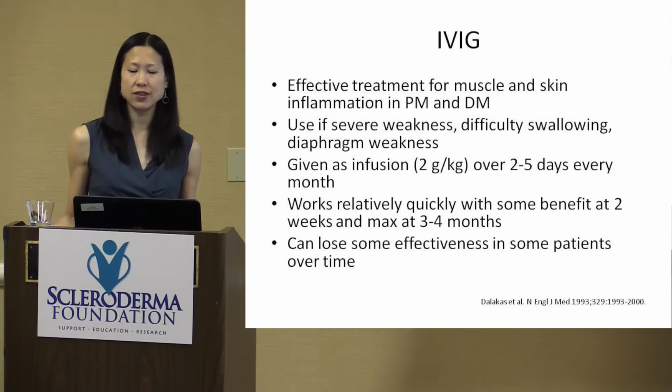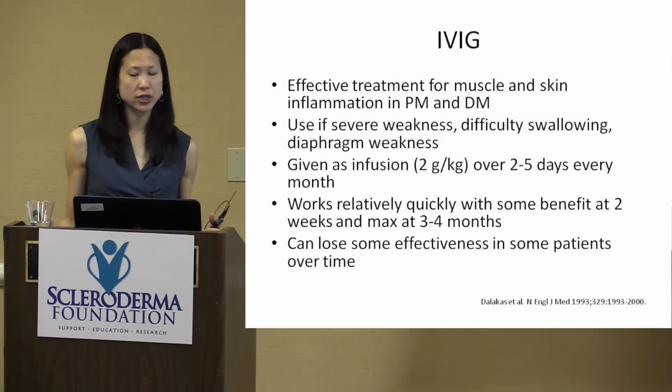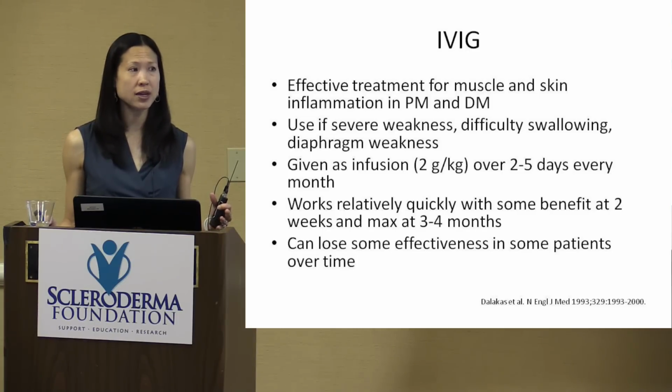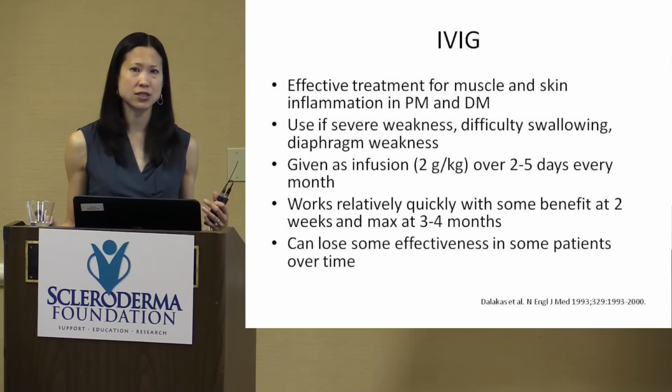So IVIG is given as an infusion. It's given at a dose of 2 grams per kilogram divided over 2 to 5 days, and it's given every 4 weeks or once a month. It works pretty quickly, and within 2 weeks, patients can often feel a little bit of improvement, but really it takes a good 3 to 4 months to get in your system and to reach maximum benefit.